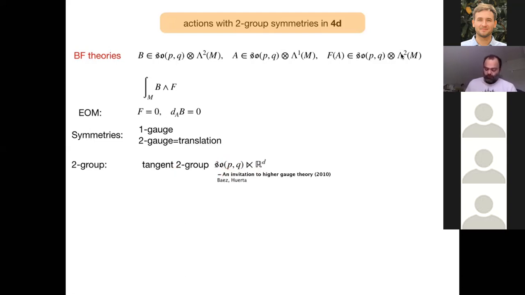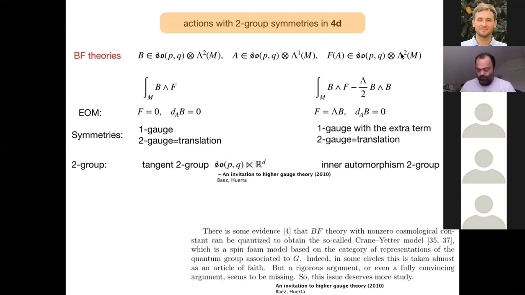Then we can talk about this action where you put a cosmological constant. And in this case, we again have some gauge transformation, but then you have kind of an extra term. You have also the two-gauge transformations. Sorry, no, there is no extra term. So we have the one-gauge transformation, and we also have the two-gauge transformations, so we have also a natural way to realize the two-gauge symmetry in this context. And this two-group, as argued by Baez, is basically given by the inner automorphism two-group.